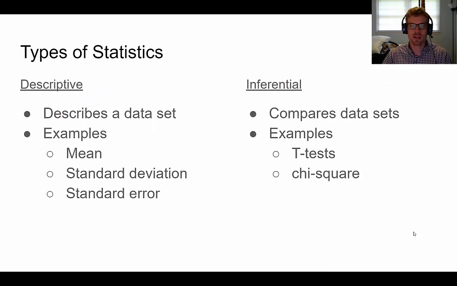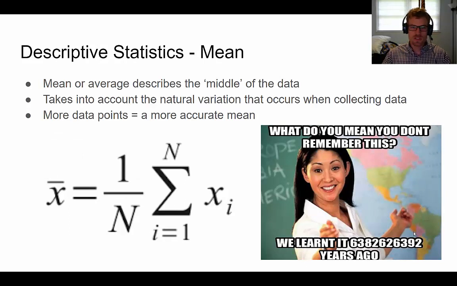So there are two main types of statistics, descriptive and inferential, and we're going to talk about both of those today. In descriptive statistics, just like the name implies, we are calculating things that are going to help us to describe a data set. So examples, and the ones we're going to be learning about in this class, are mean, standard deviation, and standard error. There are lots of other types of descriptive statistics as well, but these are the ones that we're going to be talking about here. And then in inferential statistics, we're going to be comparing two different data sets, and examples would be t-test and chi-square.